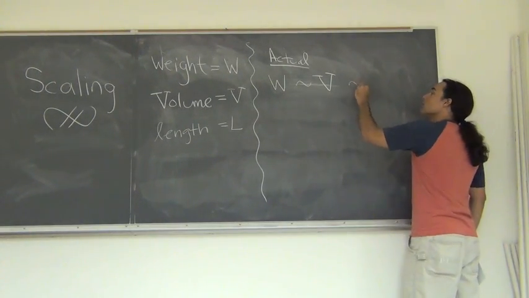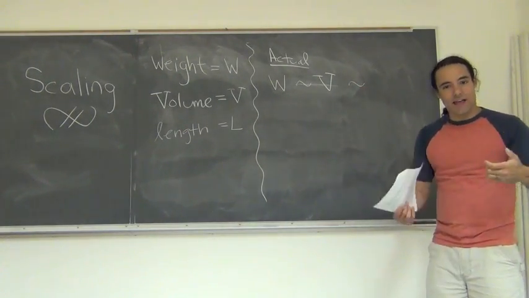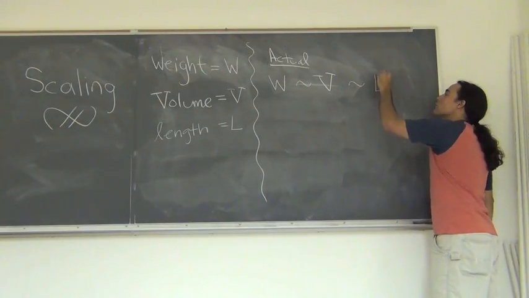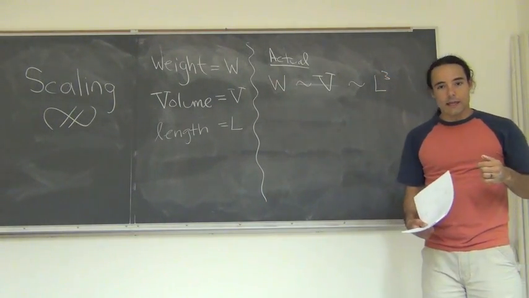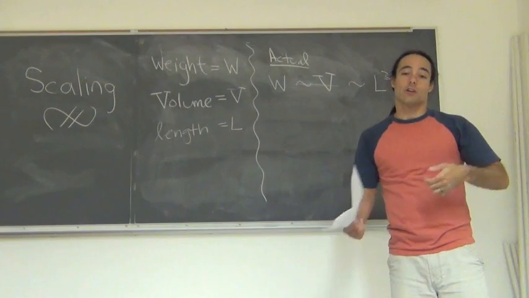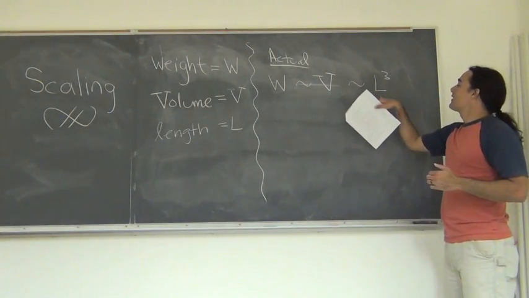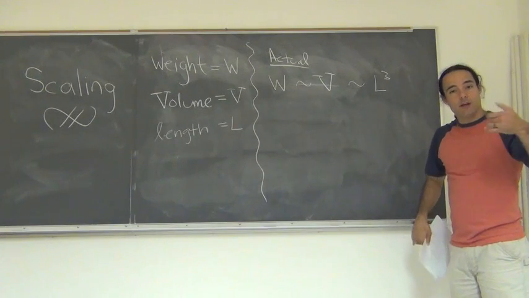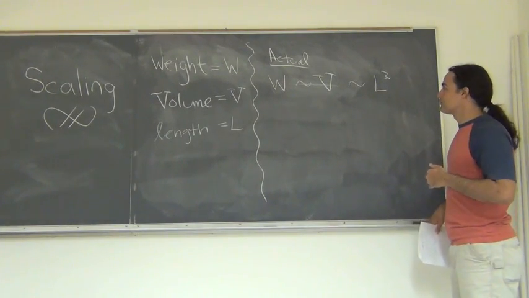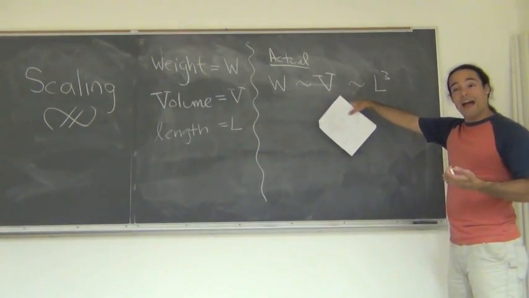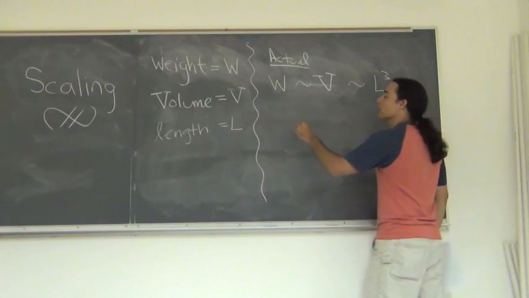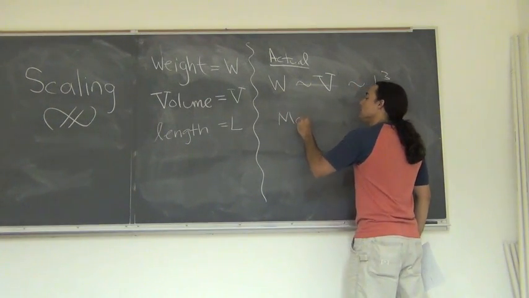Well, volume is going to scale as the length cubed. I measure volume in units of liters, which I can convert to meters cubed or centimeters cubed. Since I have a distance cubed, I'm going to be measuring in terms of length cubed. Right, so that's my actual Batmobile. The model Batmobile is going to work the same way.